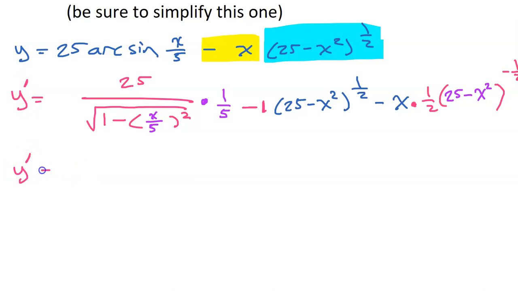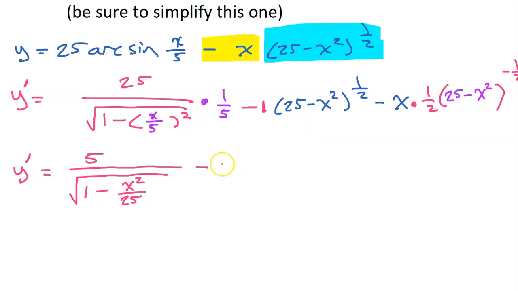So we're going to have y prime equals, I see that we have 25 in the numerator, and then we have this 1/5. Let's go ahead and cancel those out. So that will leave me with 5 in the numerator over the square root of 1 minus x squared over 25. I'm just squaring x over 5. So that's it for the first term.